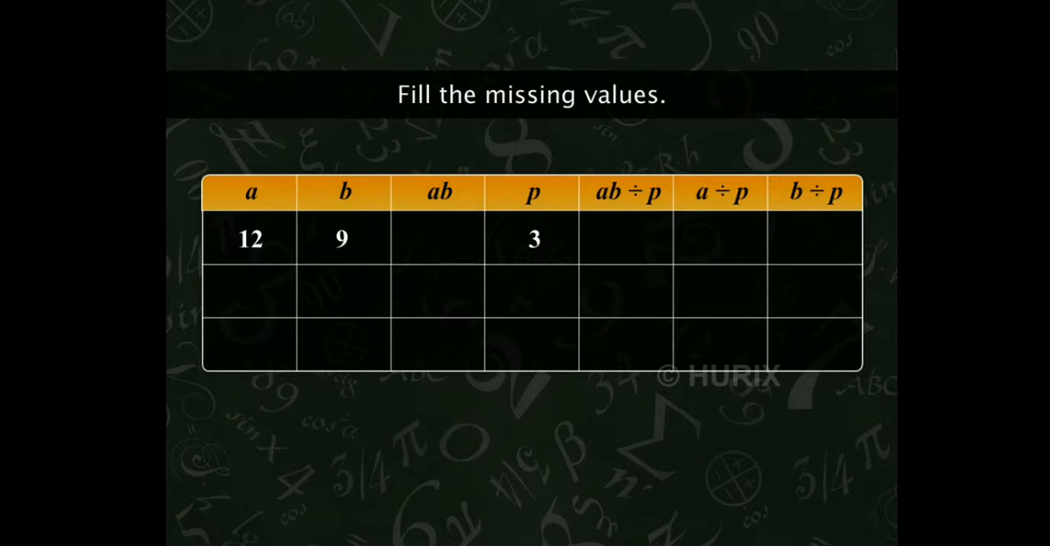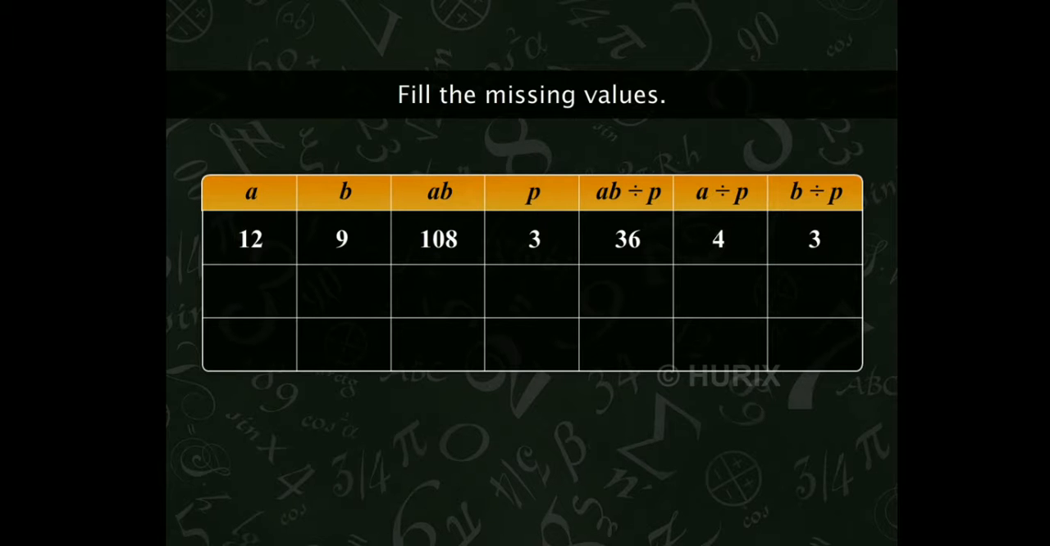Let's fill the table shown here. As we can see, the values of a, b, and p are given. The product of 12 and 9 is 108. 108 divided by 3 is 36. 12 divided by 3 is 4. And 9 divided by 3 is 3.